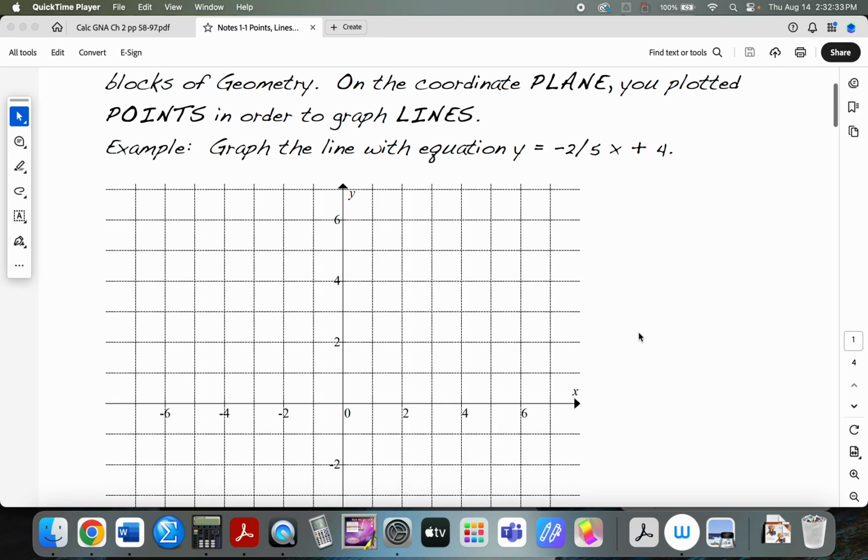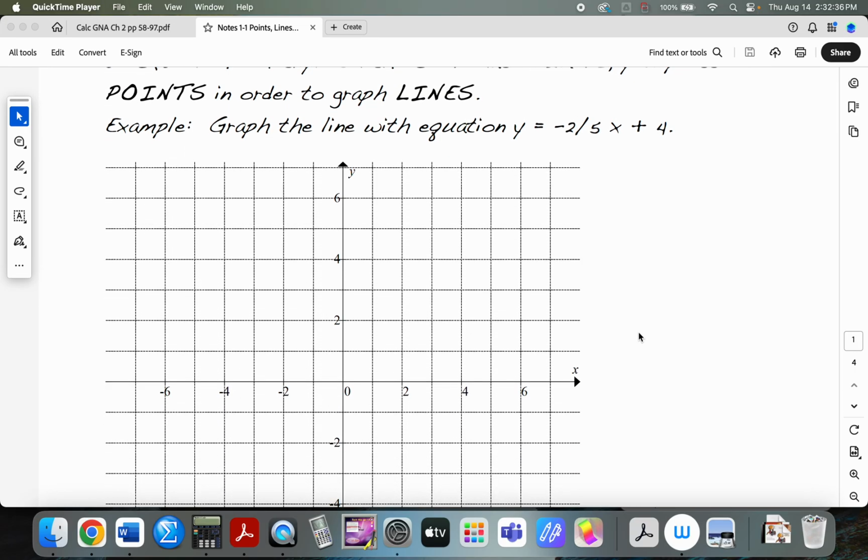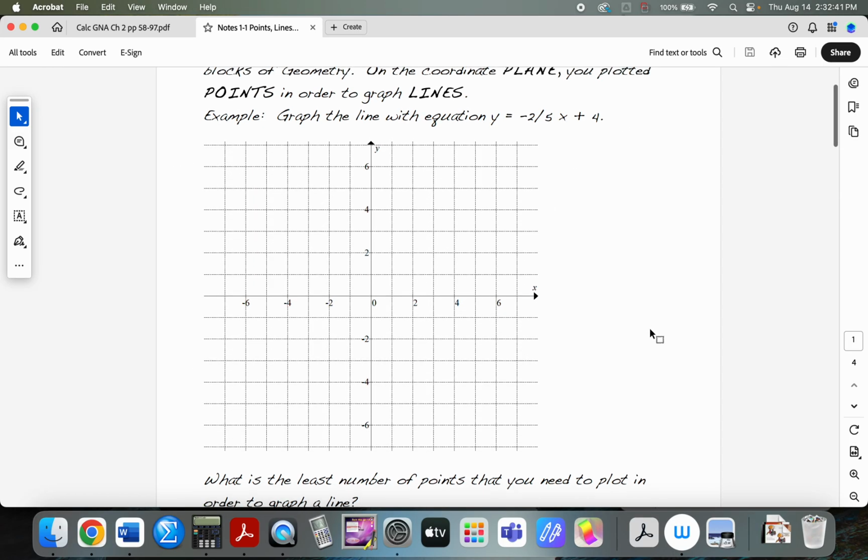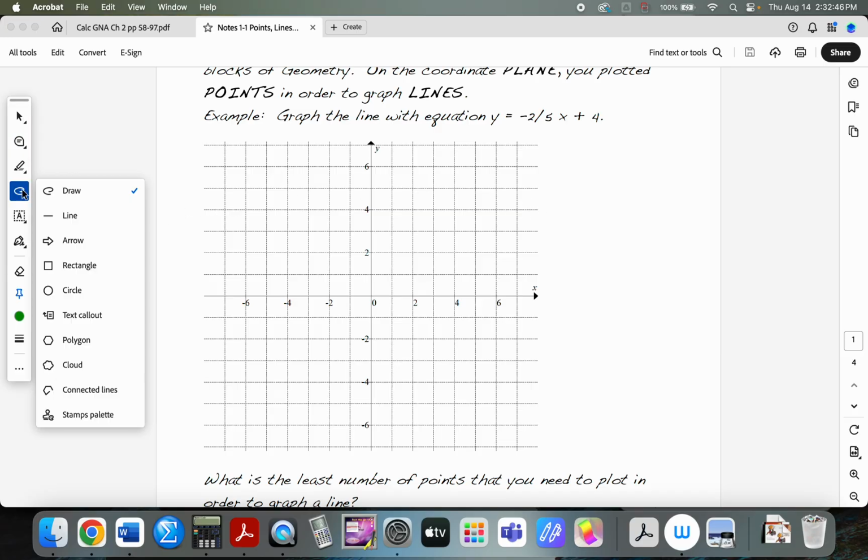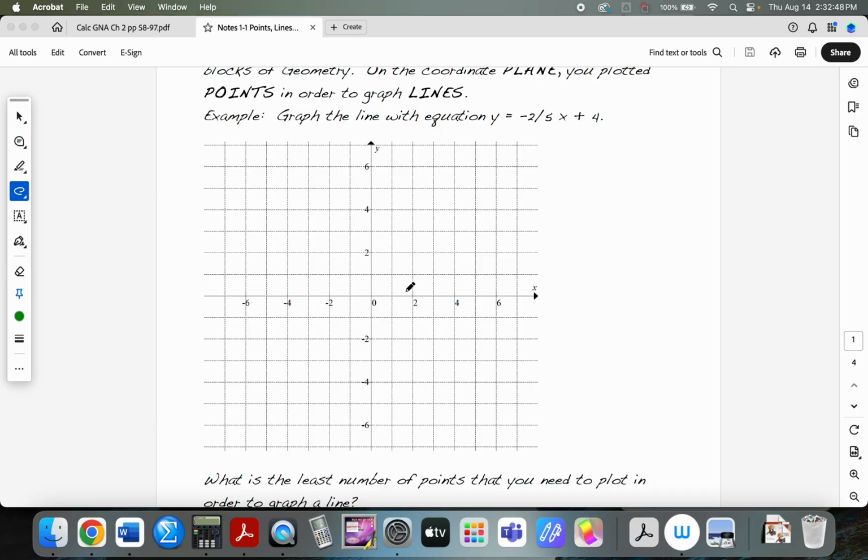So, just as an example, see if you remember this. Let's graph the line with the equation y equals -2/5 x plus 4. Just as a quick reminder, and we'll do a more thorough reminder of this later in this semester, if y is equal to -2/5 x plus 4, the y-intercept is 4. So my line will go through the y-axis at 4. And the slope will be -2/5. That's the rate at which this line is going up or down.